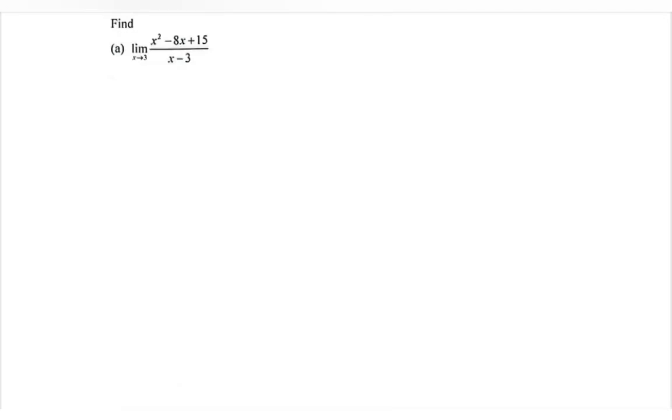Everyone, in this video I'm going to discuss the example for limits. Kindly refer to the question: limit as x approaches 3 for the function x squared minus 8x plus 15 over x minus 3. If we substitute the value 3, we will have 9 minus 24 plus 15, and we will obtain 0 over 0, which we call an indeterminate form.